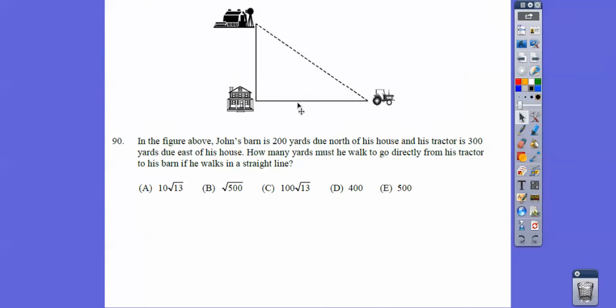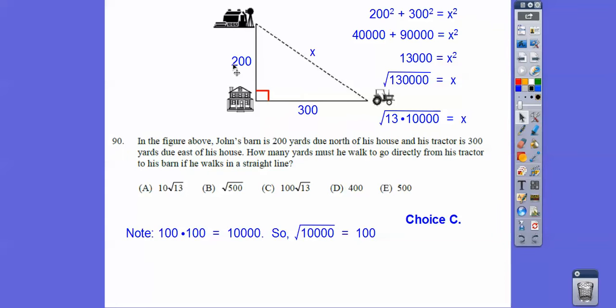So in the figure, John's barn is 200 yards due north, and his tractor is 300 yards due east. How many yards must he walk to go from his tractor to his barn? Okay, this is the Pythagorean theorem. This one squared plus this one squared equals x squared, so we get 130,000, which is 13 times 10,000. 10,000, you guys, is 100 times 100, so the square root of 10,000 is just 100. So this is 100 root 13, so choice C right there.